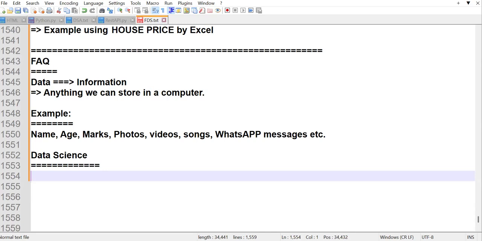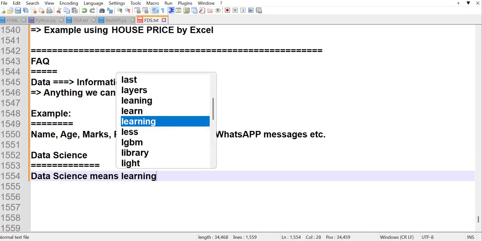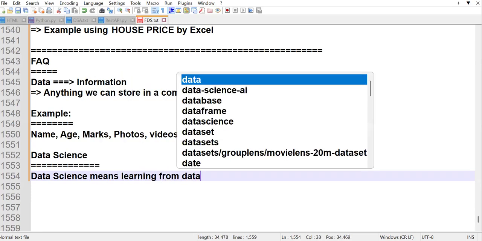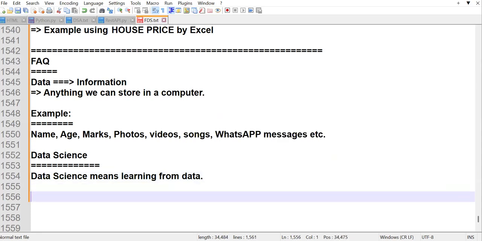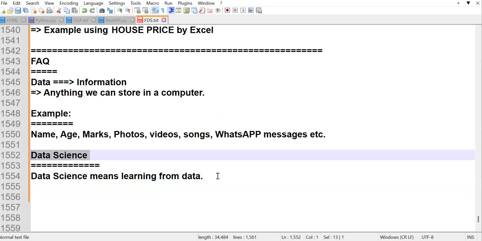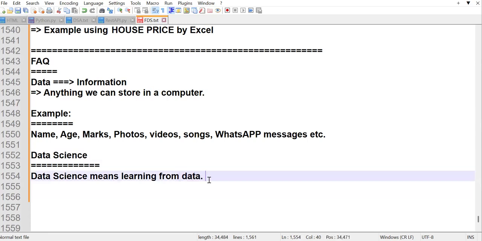So what is data science? Data science means learning from data. In data science, what we actually do is learn from the data. We find some pattern from the data. We give examples to our machine learning model, and based on those examples, our model predicts the future, right?